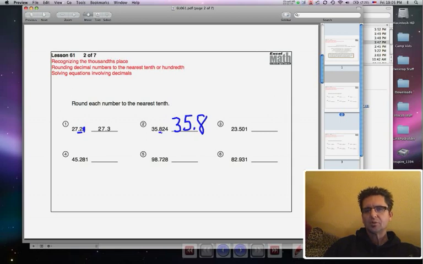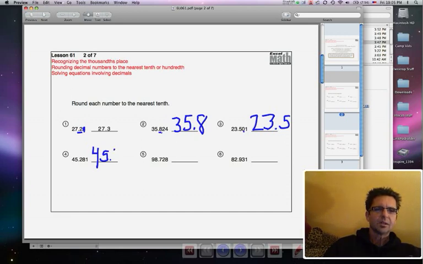Pause the video while you're trying that. Okay, the 5 is in the tenths place here, so rounding this to the nearest tenths place is 23.5 because that 0 says that the 5 should stay the same. This next one we have 45 point, and the 2 is in the tenths place. So we look to the right and see that that 8 bumps the 2 up because it's 5 or greater, 45.3. Number 5, 98.728. The 7 is in the tenths place. You look to the right and see that there's a 2 there. The 2 tells the 7 to stay where it is. So the answer is 98.7.